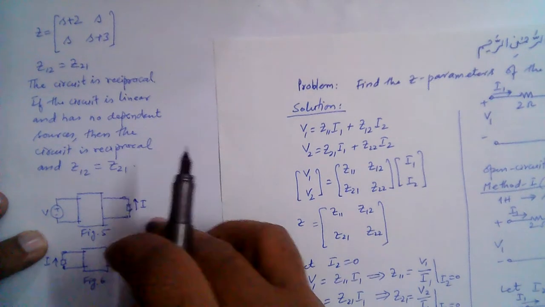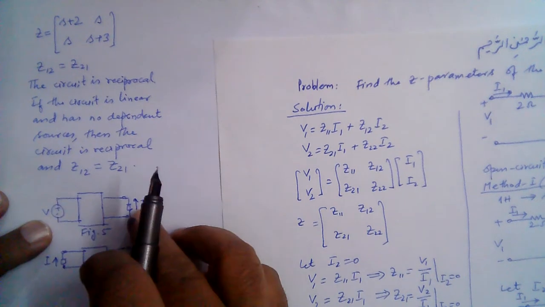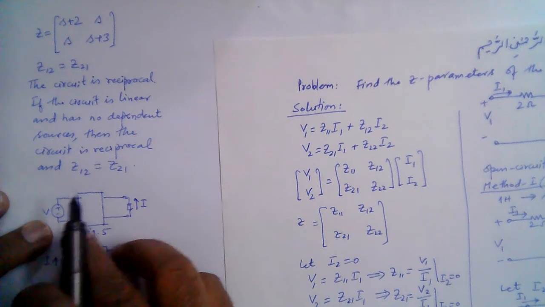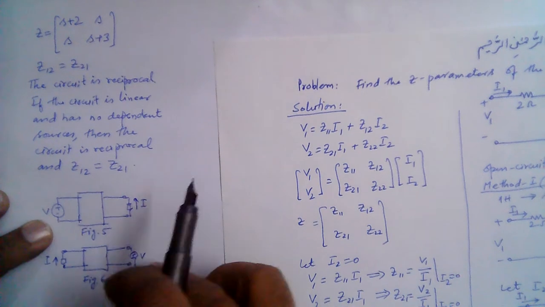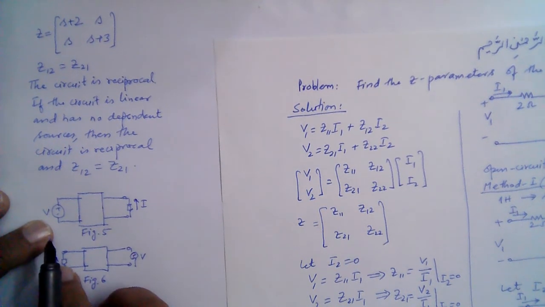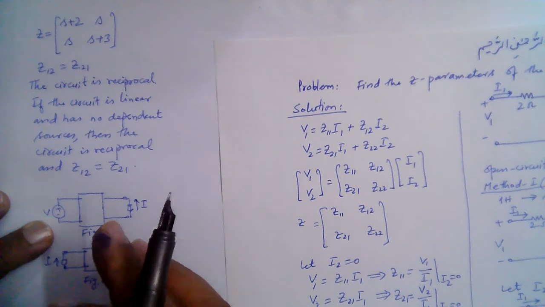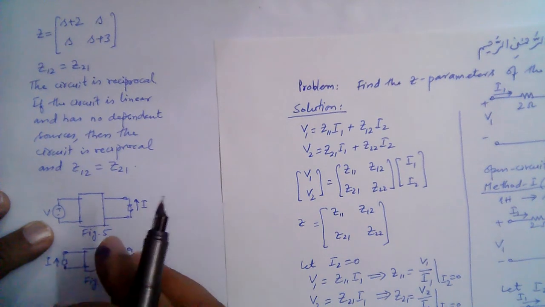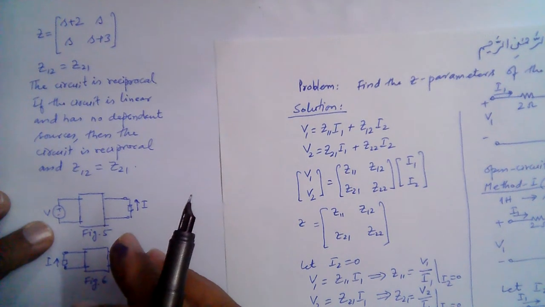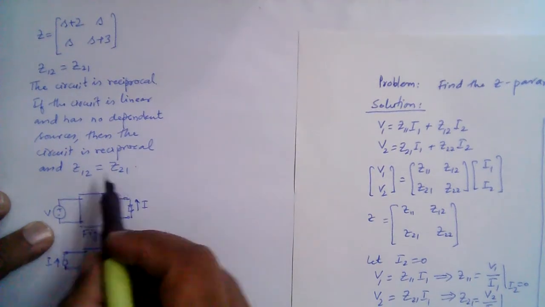So in a reciprocal network, if we apply a voltage source at port 1 and measure the current here, and then apply the same voltage source at the other port and measure the current, the output current will be the same. If we exchange the excitation from port 1 to port 2 or from port 2 to port 1, the measured response should be the same. That is only possible when the transfer impedances are the same, right?